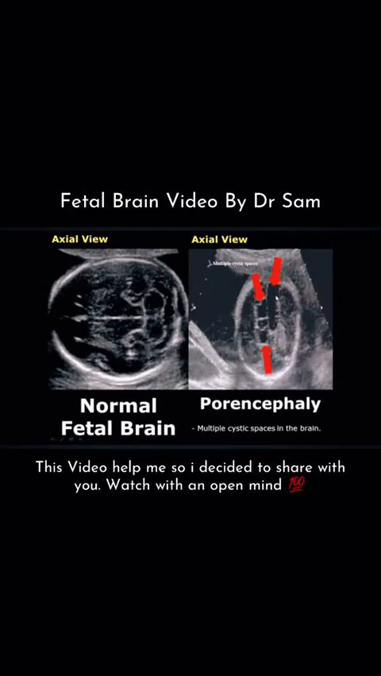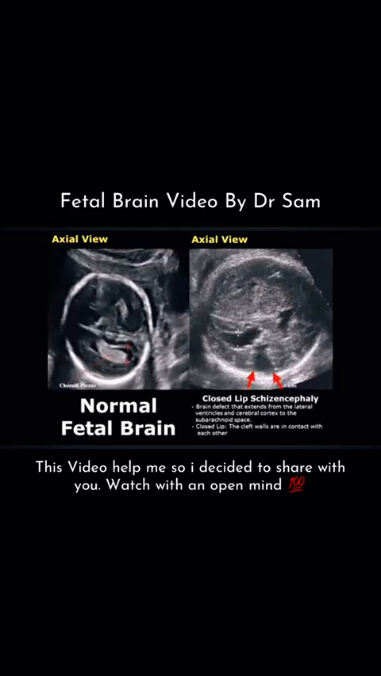Porencephaly is defined as multiple cystic spaces inside the brain. Here we can see 4 separate cystic spaces. Schizencephaly presents as clefts inside the brain. There are mainly 2 types, open lip and closed lip.